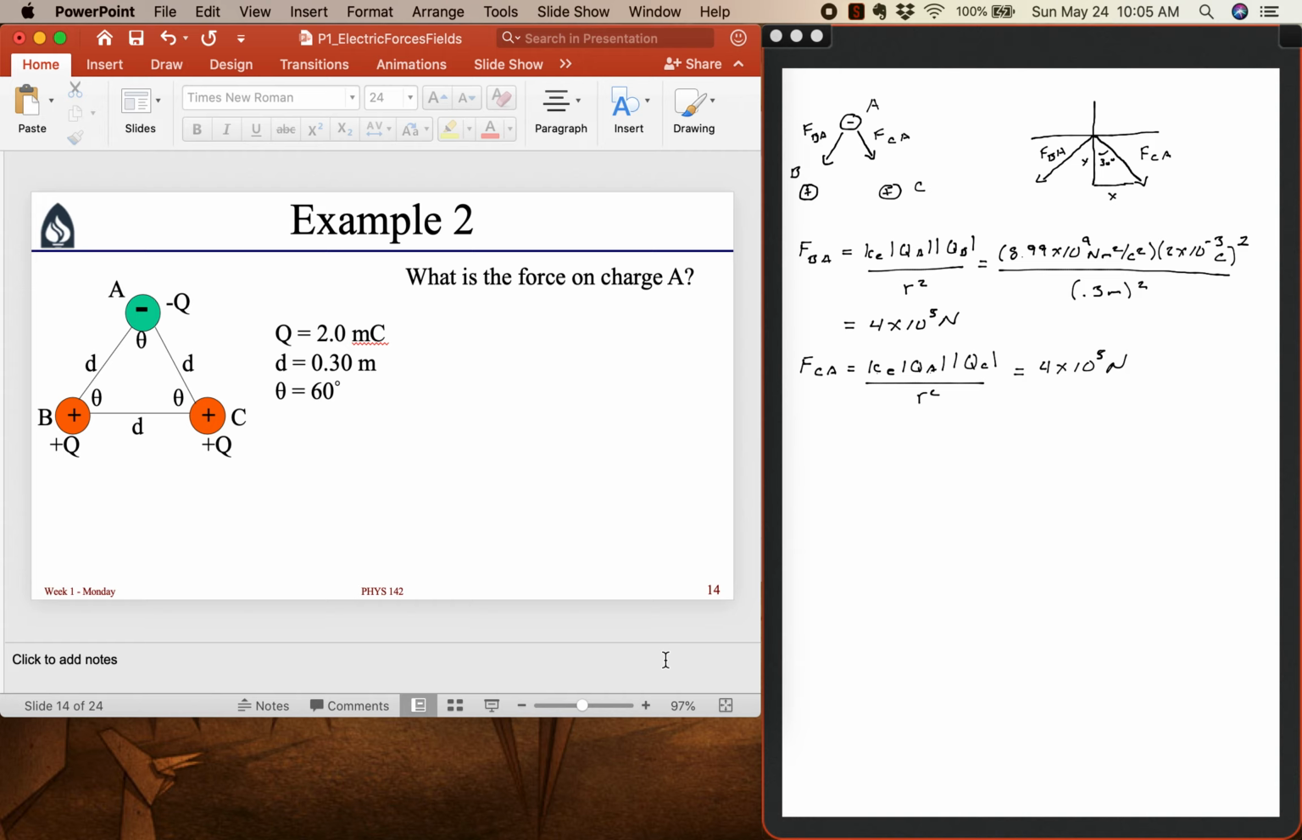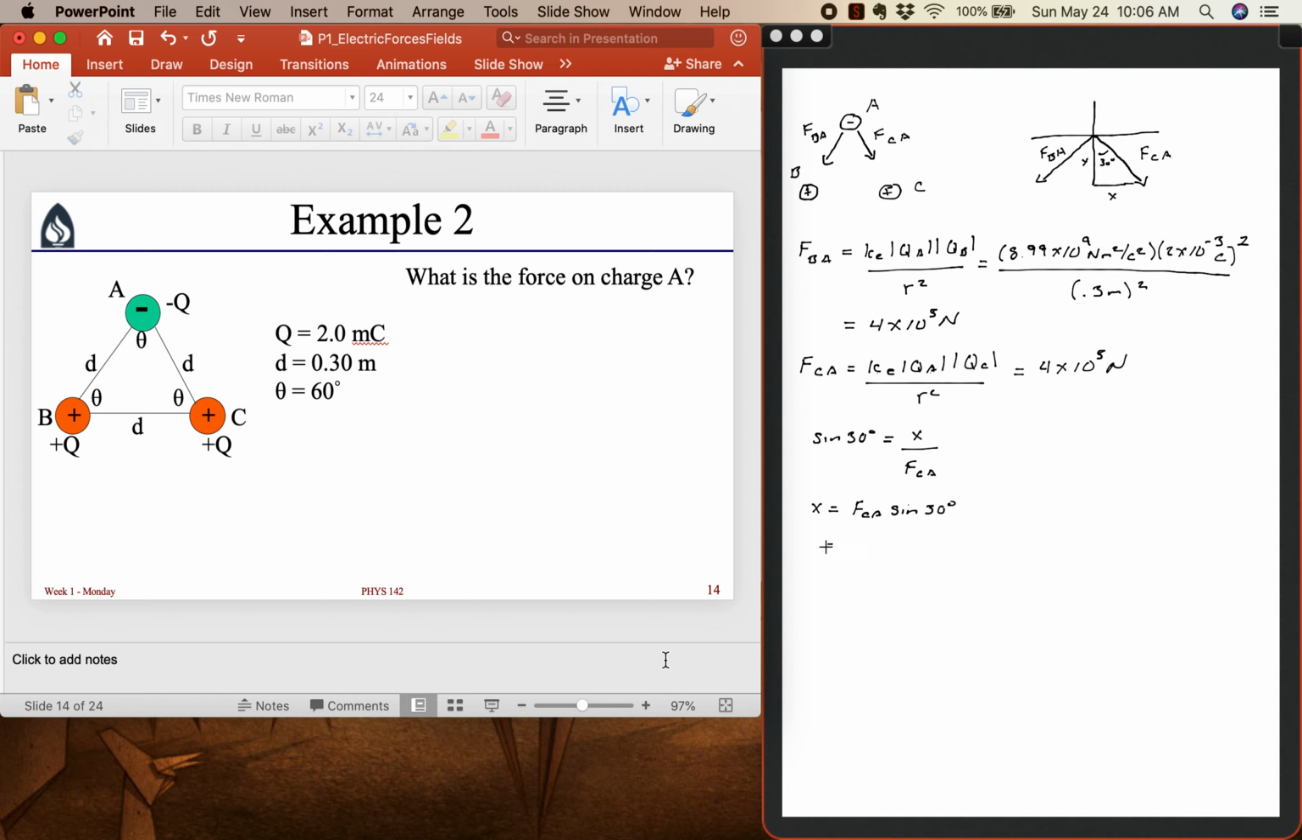So if I first look at the x component, it's opposite the 30-degree angle. So if I look at the sine of that 30-degree angle, that's going to be equal to the opposite, which is the x component, divided by the hypotenuse, which is the amount of the force vector. So that's F of C on A. So then the x component is going to be equal to the amount of force of C on A times the sine of 30 degrees.